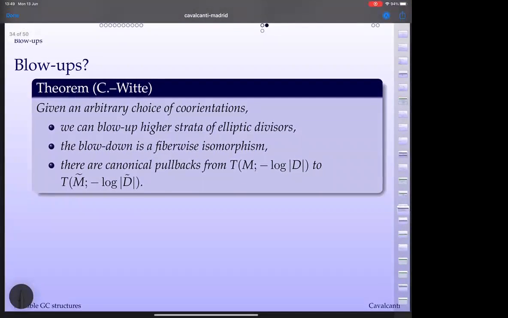So that's the result. Given an arbitrary choice of orientations, we can blow up higher strata of elliptic divisors. The blow down map is a fiber-wise isomorphism for the elliptic tangent spaces. And this means that there are canonical pullbacks of forms on the elliptic tangent bundle of the base to the elliptic tangent bundle of the blow up.